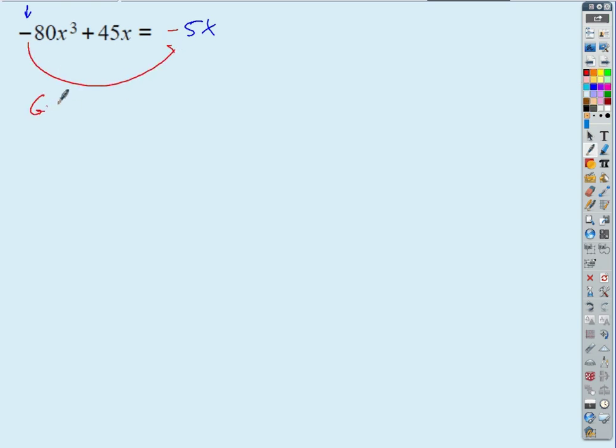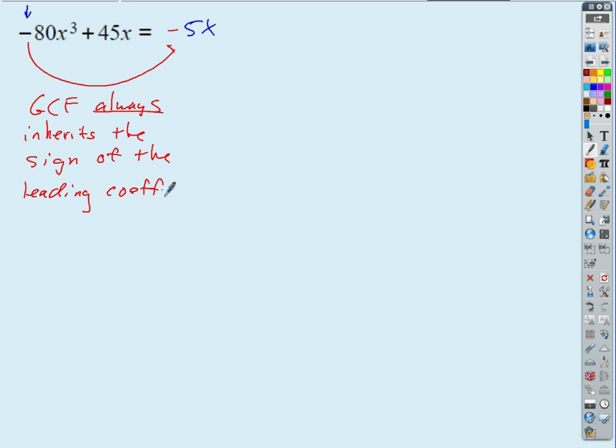So you might want to put this in your notes. The GCF always inherits the sign of the leading coefficient. So it becomes negative. Okay?